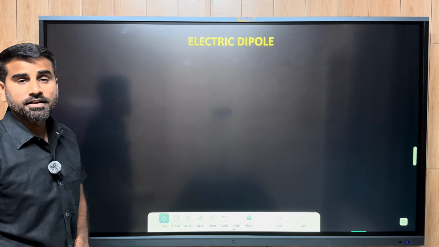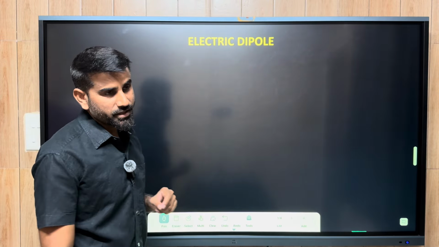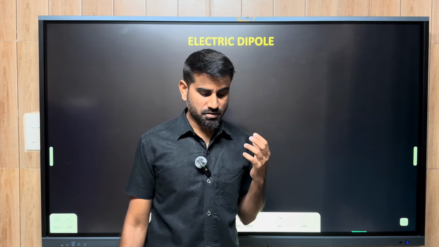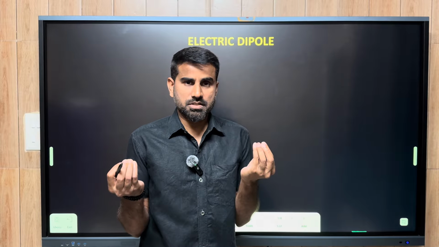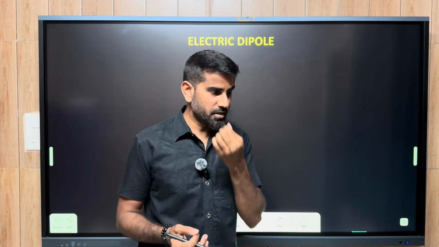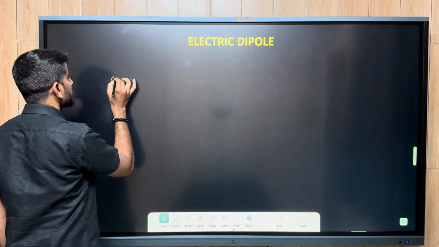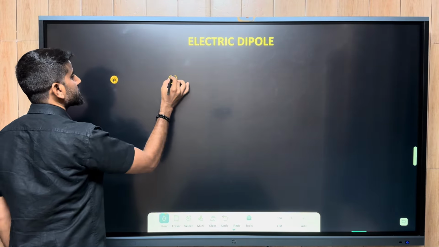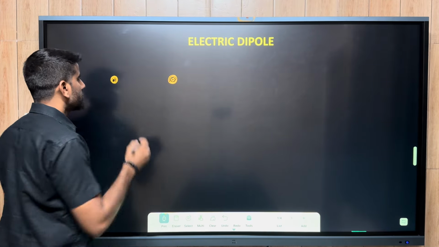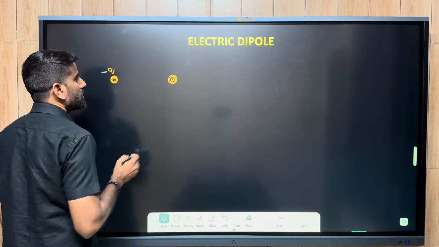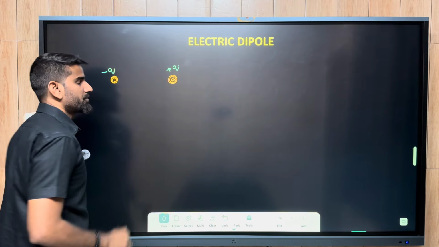Okay, first let us understand what is an electric dipole. The name itself indicates there will be two poles. The term poles means they will have equal amount of charges with opposite polarity. For example, electric dipole. So this is one charge and this is another charge. These two charges must be of equal magnitude. Let's say this is minus q and this one is plus q.